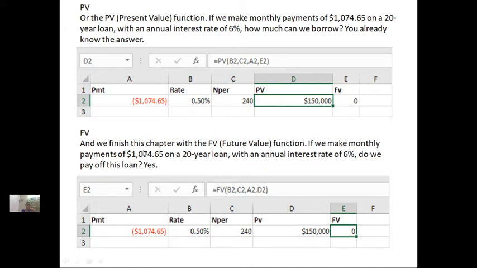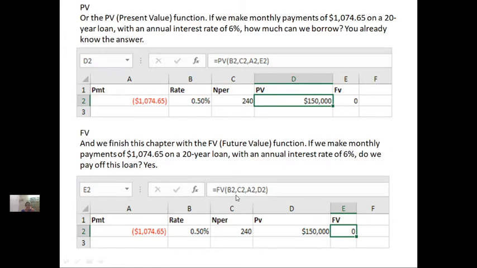Now let us come to the next function, FV, the future value function. If we make monthly payments of $1,074.65 on a 20-year loan with an annual interest rate of 6%, how much do we pay off on this loan?